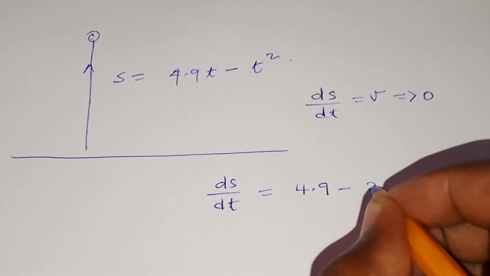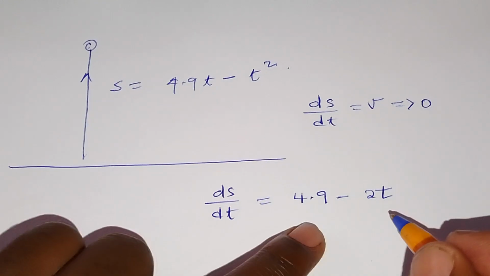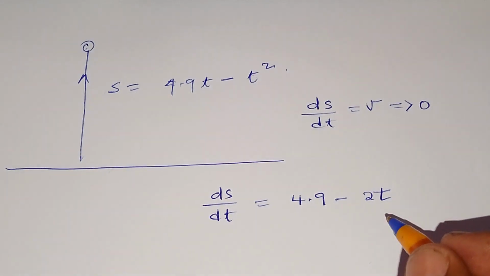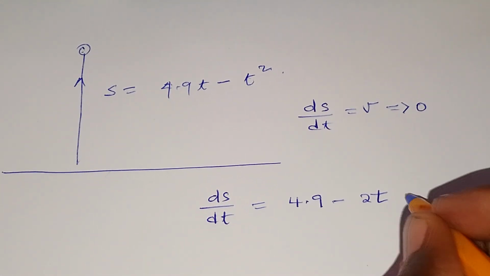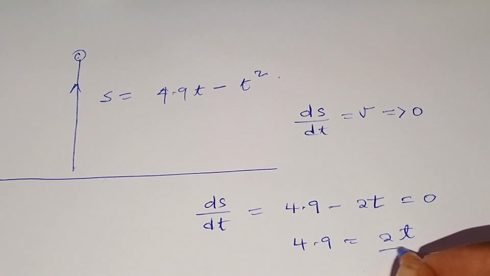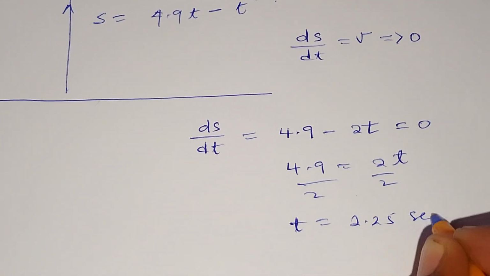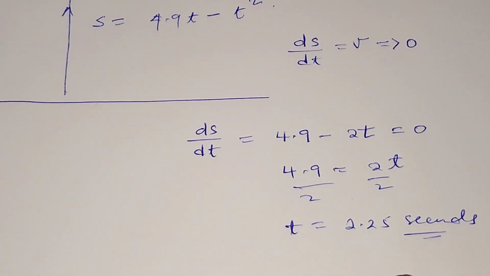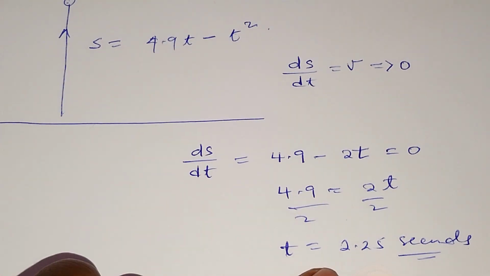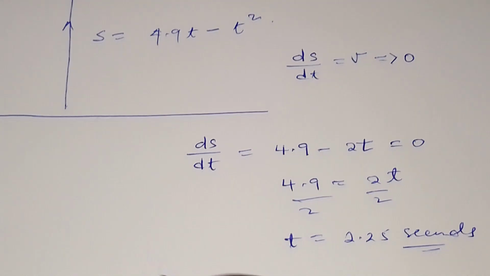4.9 minus 2t. That is, when you differentiate 4.9t, you get 4.9. When you differentiate t squared, you're going to get 2t. So we set this equal to 0 and we solve for the value of t, which is nothing but 2.25 seconds.